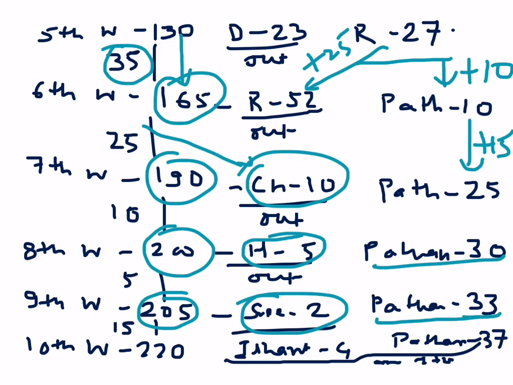After that, 205 to 220, 15 runs has increased. Ishant has made 4, Pathan has made 37. So 4 runs have gone to Pathan, and Ishant has made 4 runs. The rest will be extras and something. I don't know at this point who would be out, because anybody can get out. They both could have reached their score, and anybody could be out. So I cannot determine at this moment.